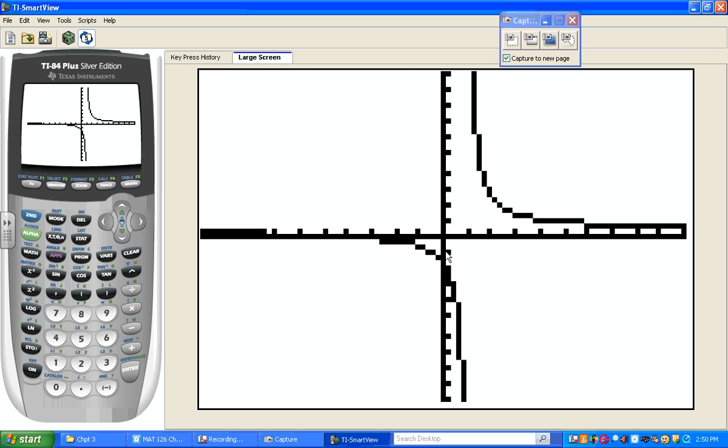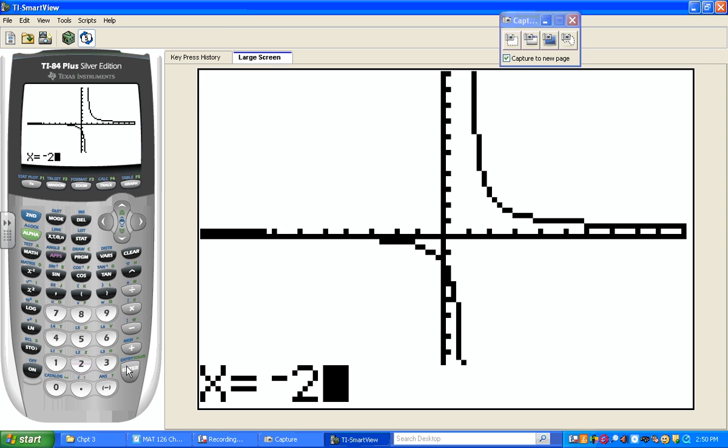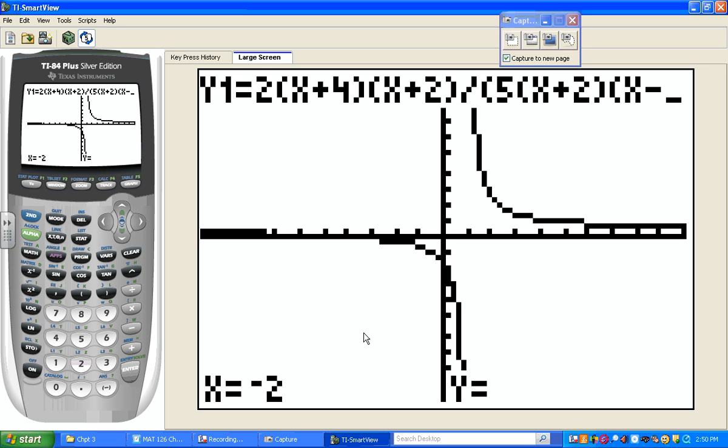Wait a minute, isn't there a hole in the graph? Where's it at? Second, calculate value at -2. Let's see. Ready? What's y equal to? Nothing. Yeah, but I don't see it. Exactly. There's nothing to see. It's a hole in the graph.